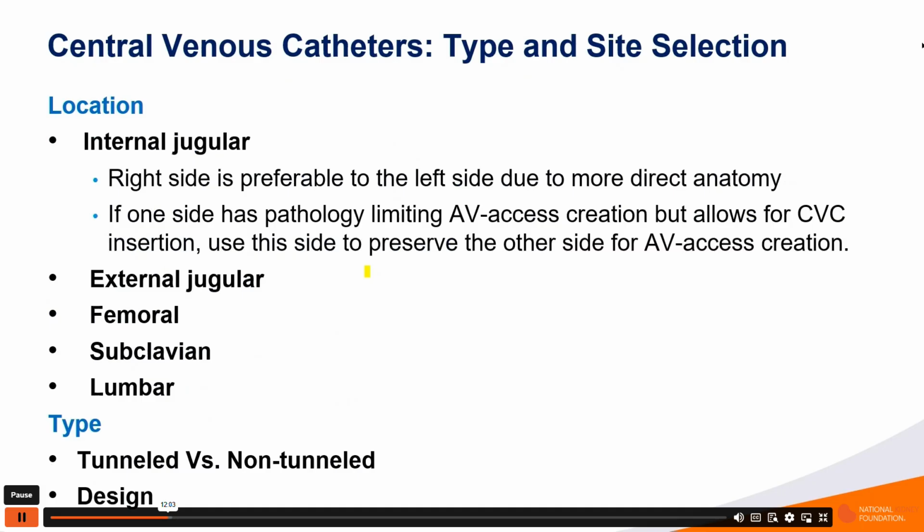So let's just take a look at the data. If you had to have a central venous catheter in a patient, where should it go? The number one place is the right internal jugular because of its anatomy. It's more direct anatomy. But the KDOQI guidelines say if one side has pathology that limits AV access creation but allows the catheter to be inserted, use that side because you want to preserve the other side for AV access creation. Next is external jugular, femoral, subclavian, and then lumbar. And I can tell you the work group actually had quite a bit of a debate about that order. And then the type of catheter, if it's tunneled versus non-tunneled, and then the design.